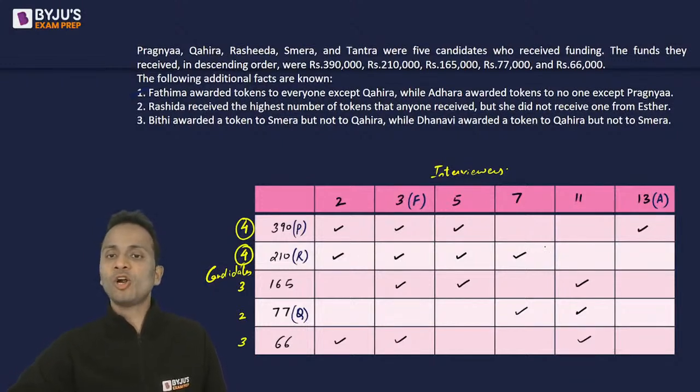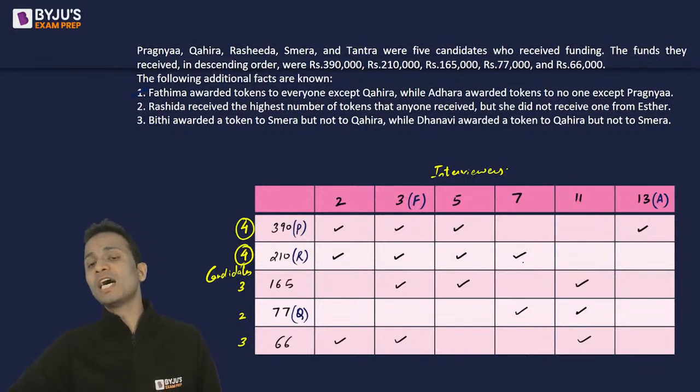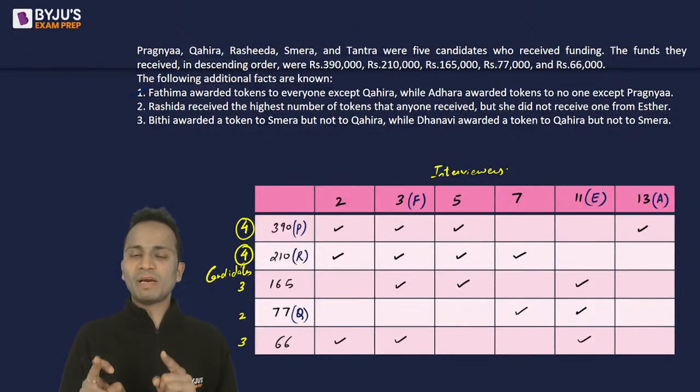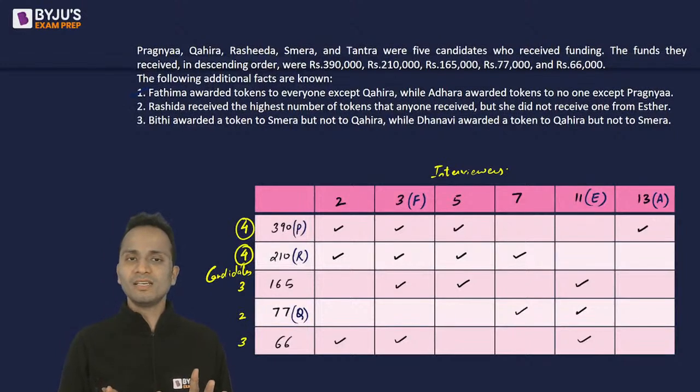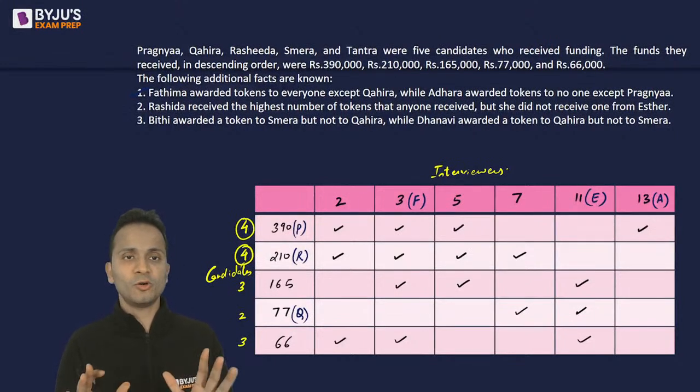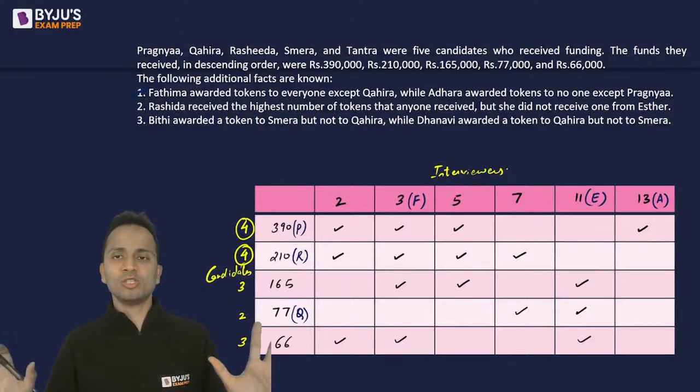Now Rashida did not receive the token from Esther. If you look at Rashida, she has received 4 tokens, but she has not received tokens from 2 of the interviewers, 11 and 13. Now, number 13 is already named as Adhara. So number 11 has to be Esther. Done. So I'm able to now determine 3 interviewers and 3 candidates. So the second point is also sorted.